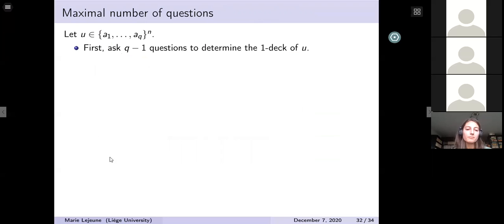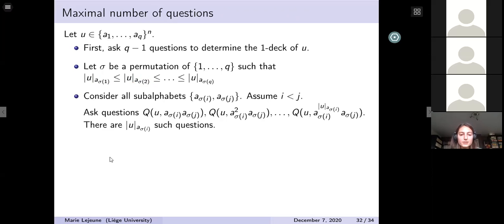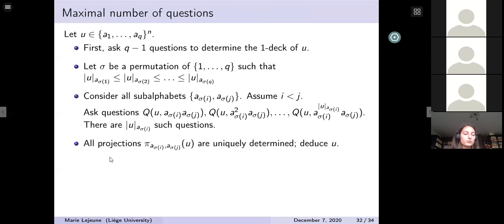Then we apply the algorithm on the binary subalphabets. But what we did is that we took the letters first, starting with the letter that occurs the least in the word, and then the second letter occurring the least, so that for every subalphabet, I know which questions I have to ask to get the minimal number of questions. If I change the order and put this letter after this one, I will ask more questions. So this is why I order my alphabet. And I have all the subprojections, and as I explained, I deduce the word.